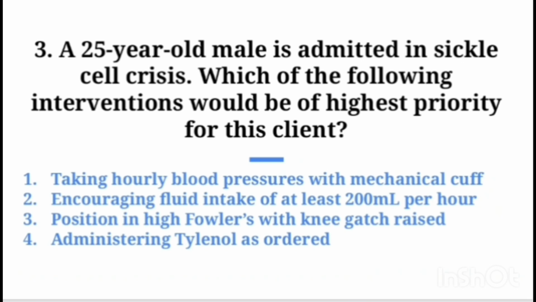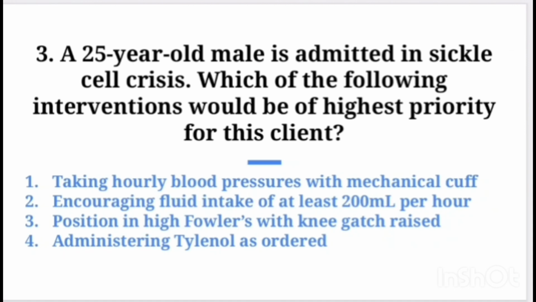Question number 3. A 25-year-old male is admitted in sickle cell crisis. Which of the following interventions would be the highest priority for this client? Taking hourly blood pressures with a mechanical cuff, encouraging fluid intake of at least 200 ml per hour, positioning in high Fowler's with knee gatch raised, and administering Tylenol as ordered.